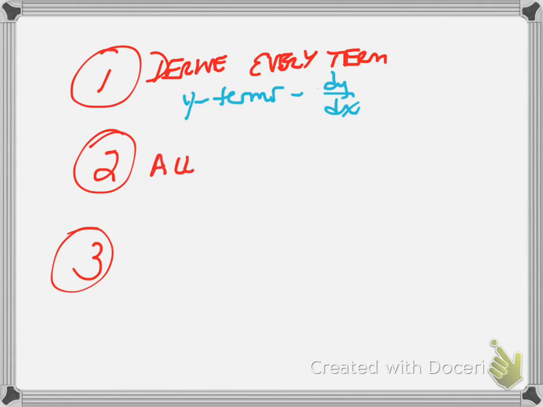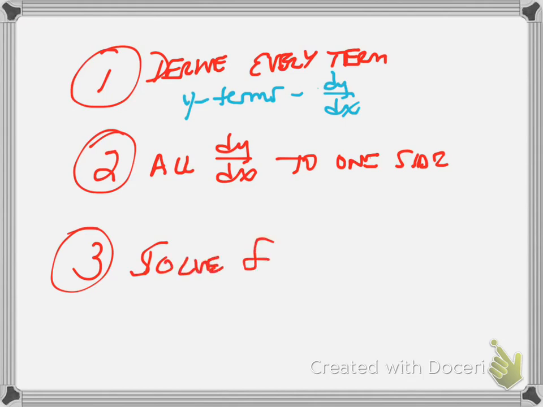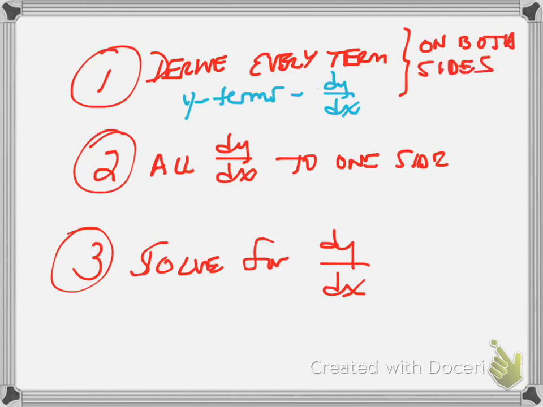Let's get all dy dx's to one side. And then finally, solve for dy dx. And I'm just thinking out loud right now, maybe we go back to that first note, and when we say derive every term, we should remember we said it on one of the other slides, on both sides, so not just on the left side, for instance.